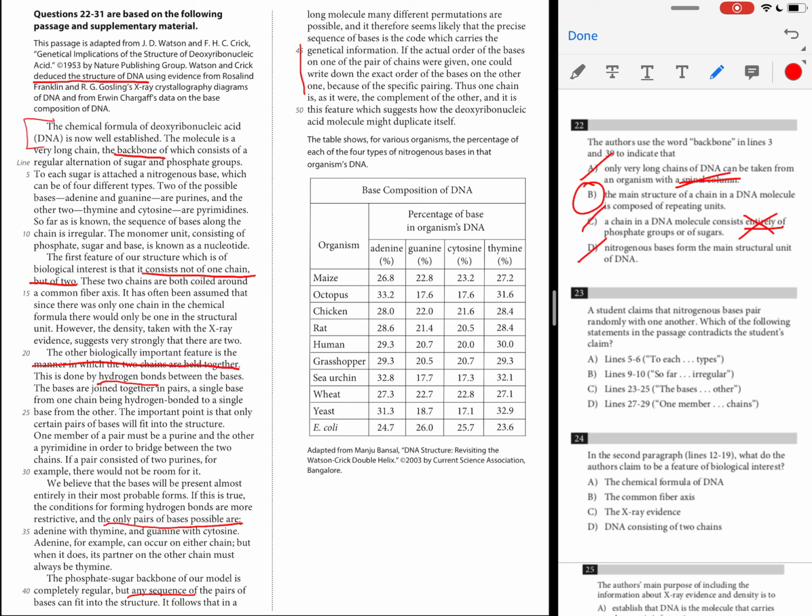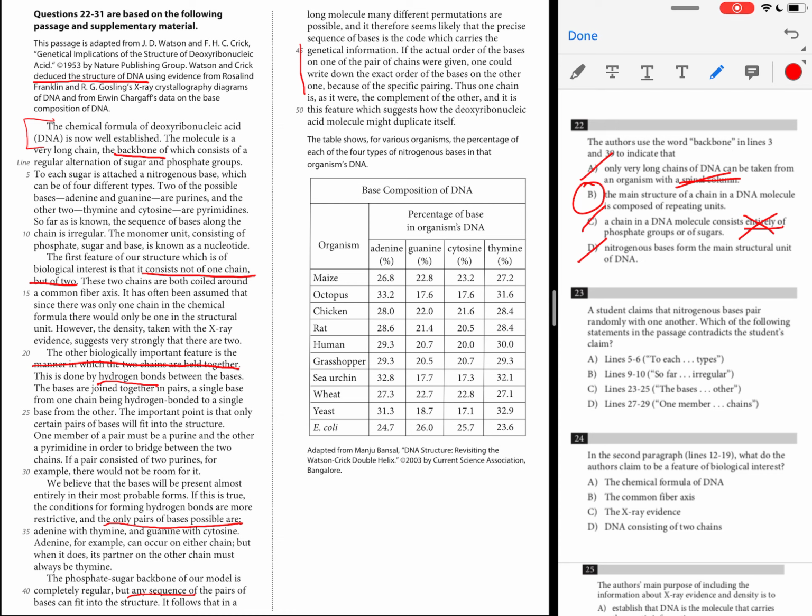23. A student claims that nitrogenous bases pair randomly with one another. Which of the following statements in the passage contradicts the student's claim? Okay, so this is where we're going to find that the bases only have one possible pair. So I'm going to want to look in the paragraph that talks about that first, which is the paragraph from 31.